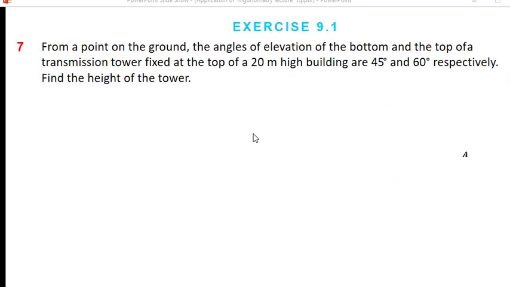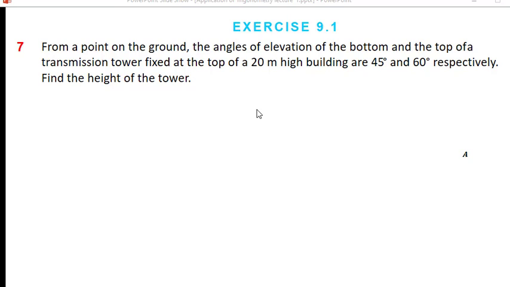Let us move to the seventh problem. From a point on the ground, the angle of elevation of the bottom and top of a transmission tower fixed at the top of a 20 meter high building are 45 degree and 60 degree respectively. Find the height of the tower.